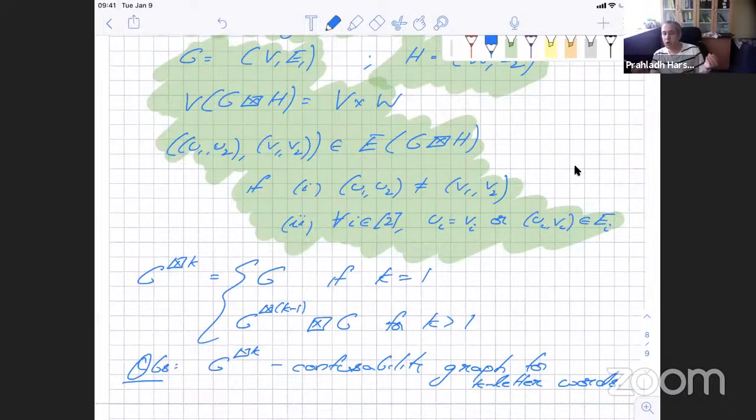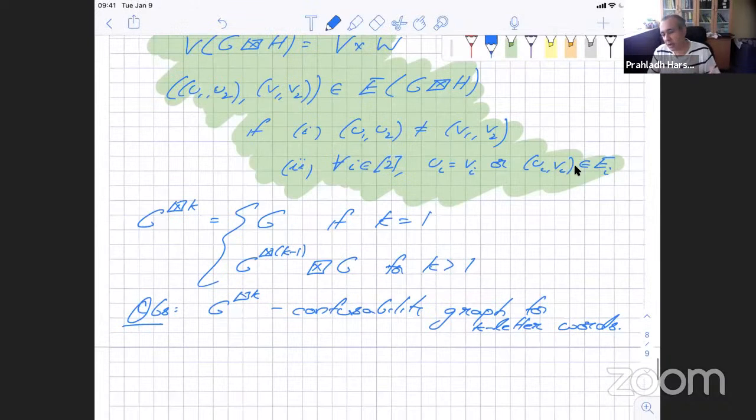So you have U1, U2, UK and V1, V2, VK. The question is, can you get confused between these two? You can get confused between these two if for every i, Ui and Vi are either the same or Ui and Vi can be confused with each other. And that's exactly how I define the strong product. So notice, if I want to send K letter words, the best thing I could do is the independent set for that corresponding graph.